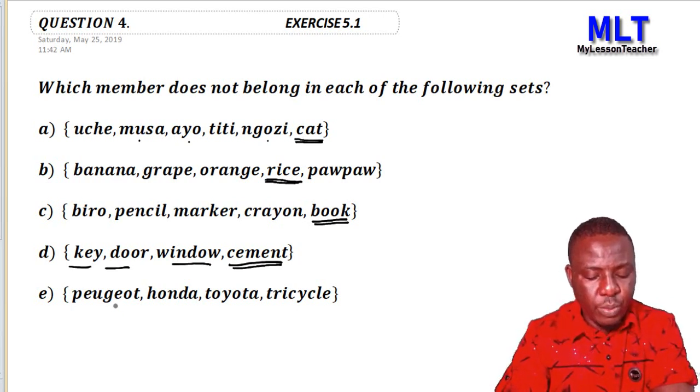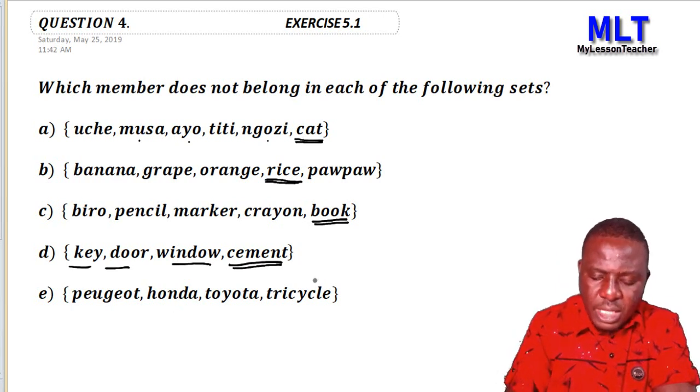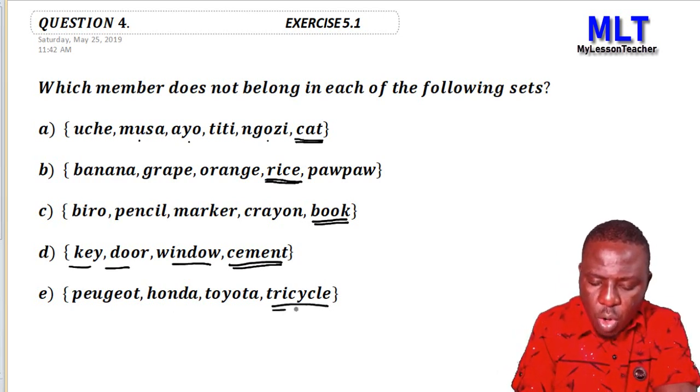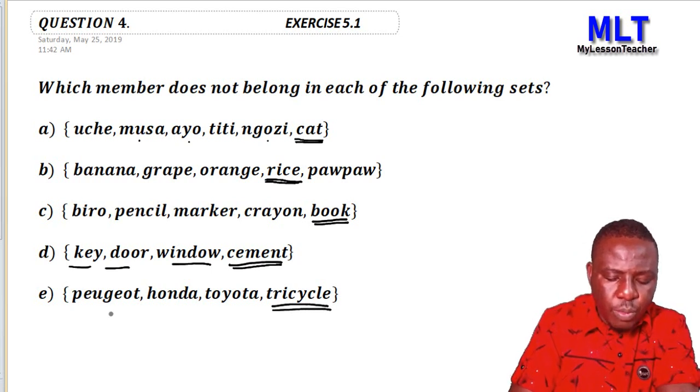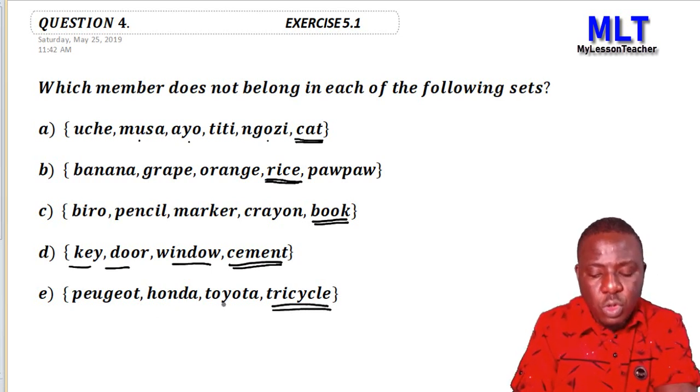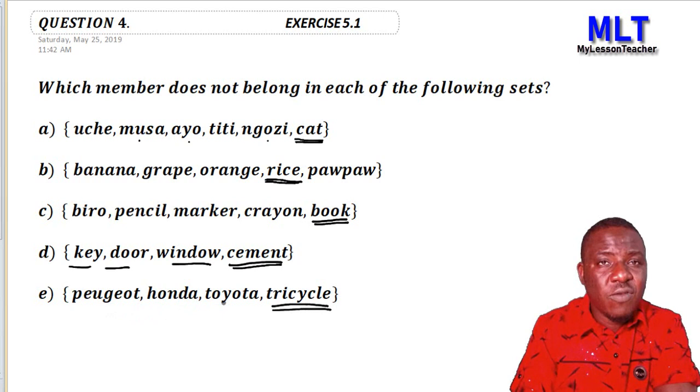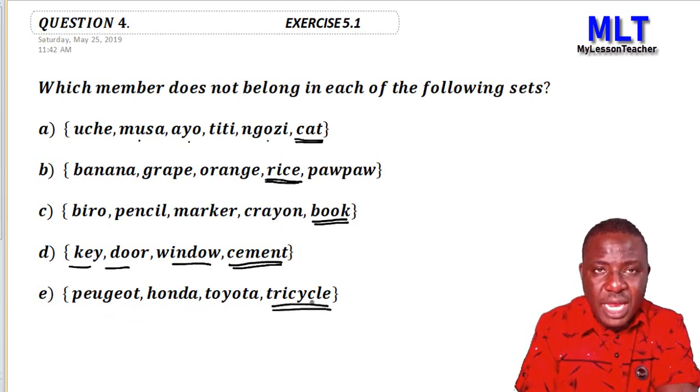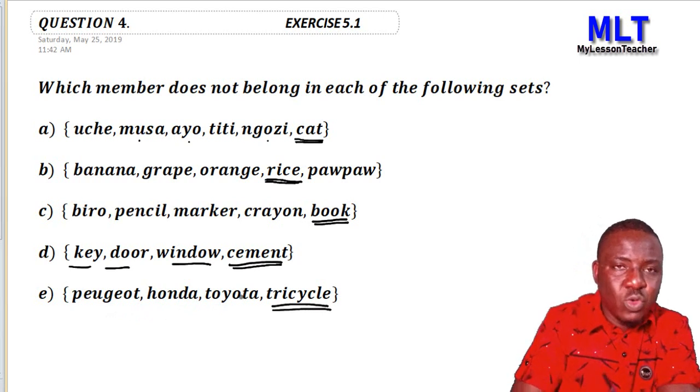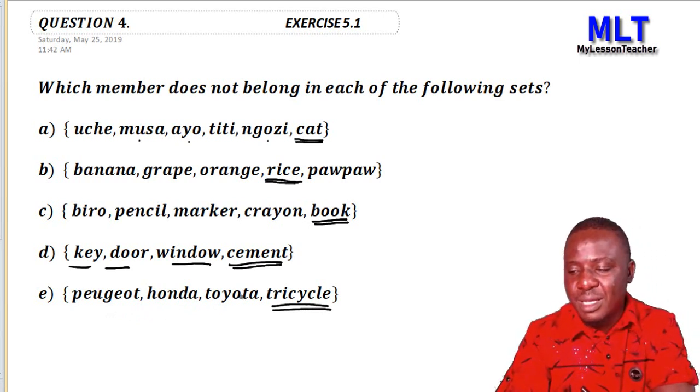E, Peugeot, Honda, Toyota, and tricycle. I think tricycle is odd because Peugeot, Honda, and Toyota are brands of cars, while tricycle cannot fall into any of these brands. Yes.